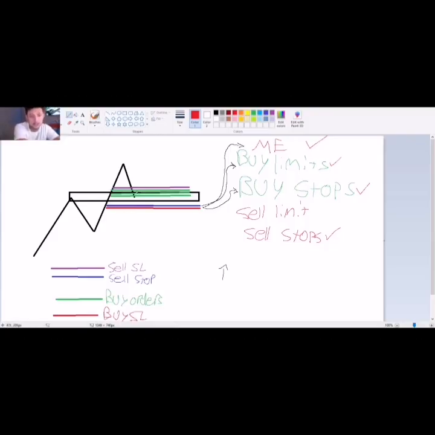So I don't want you guys to get discouraged. But anyways, right, let's say right before the market actually moves up, all market makers are going to do is pump price down and then pump it up.